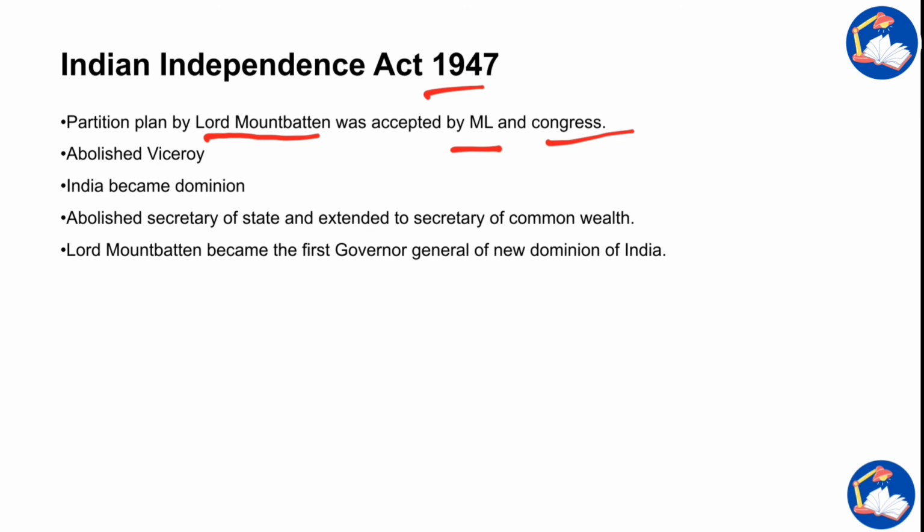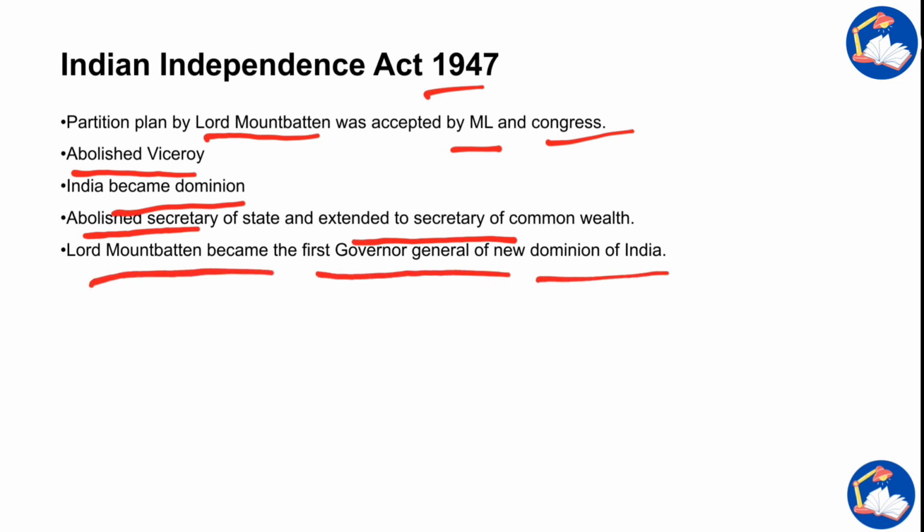The partition plan was accepted by Lord Mountbatten, and it abolished the position of viceroy. India became a dominion. Dominion means you are an independent country, but the head of the state belongs to another country. It also abolished the Secretary of State and extended to the Secretary of Commonwealth. Lord Mountbatten became the first Governor General of the new Dominion of India.